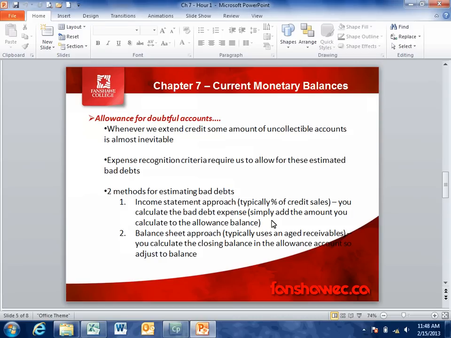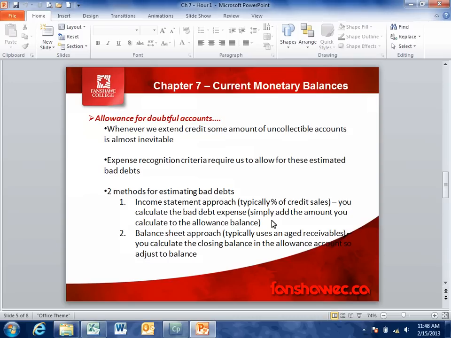So your bad debt expense is a function of the number you calculated, right? The number that should be the closing balance, lessened by the amount that's already in AFDA. So if we're using the aged receivables approach and we calculate a number that says $16,000, that $16,000 is what I want to see as my closing balance in AFDA. To figure out my bad debt expense, I have to subtract what's already in AFDA from the $16,000.